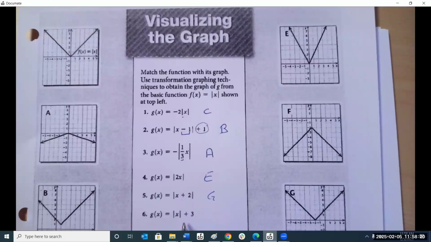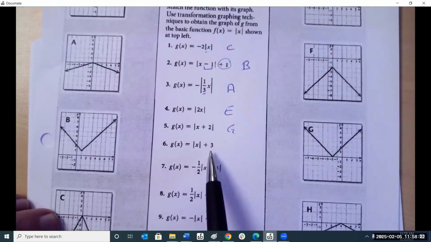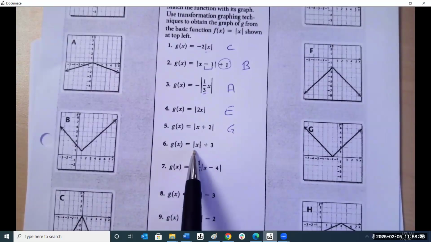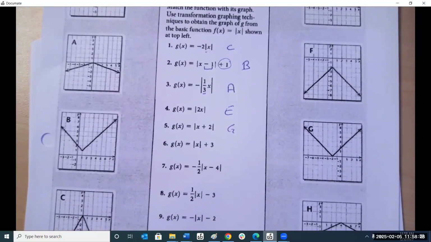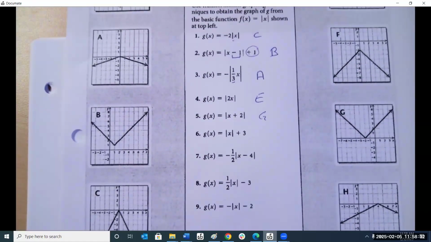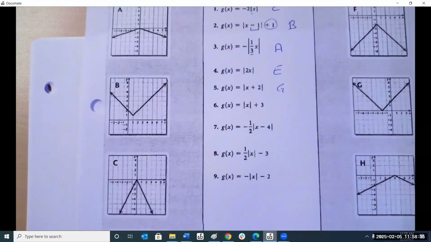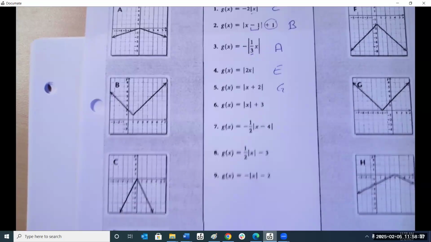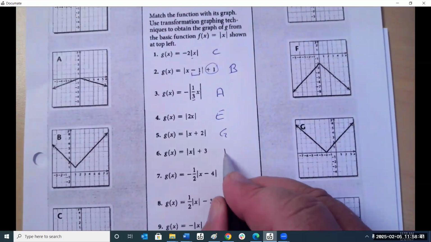How about this one? It's a vertical shift, up or down. So it's a regular function going up 3 spaces. So which one? D, because it goes straight up 3 spaces. So this is D.